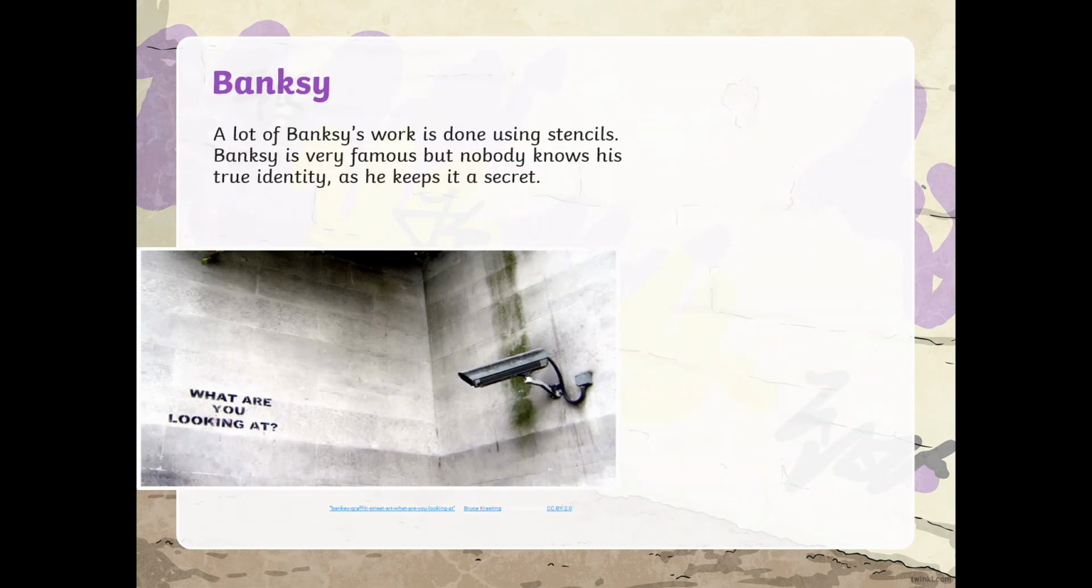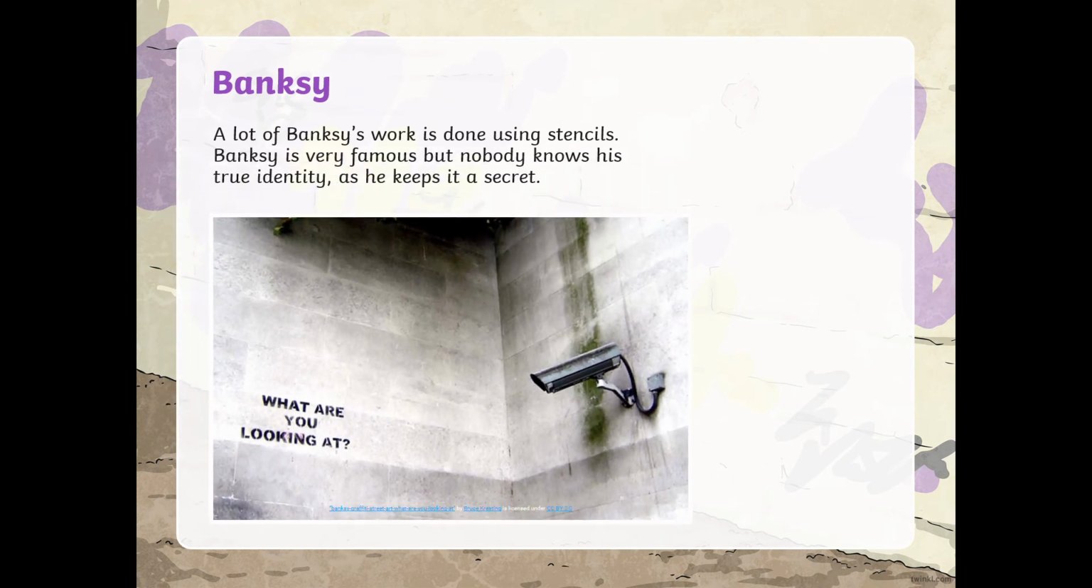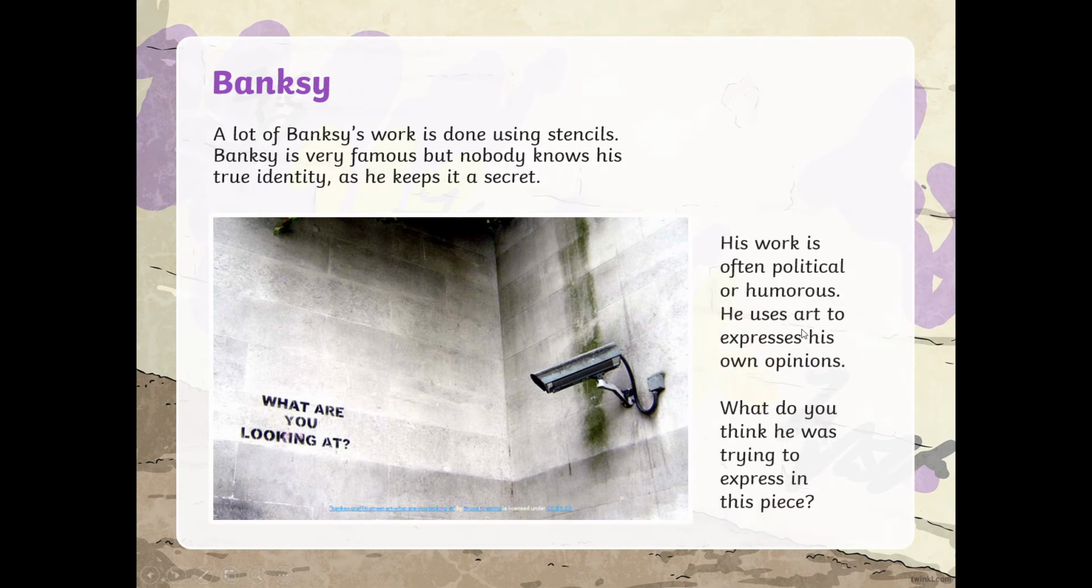And then we come on to Banksy. And a lot of Banksy's work is done using stencils, as you can see in that picture there. Banksy is very famous, but nobody knows his true identity, as he keeps it a secret. So he's quite controversial with what he does. You can see there, security camera, and he's actually stenciled, "What are you looking at?" And the security camera is pointing at it. So it's often political or humorous, his art, and he uses it to express his own opinions.